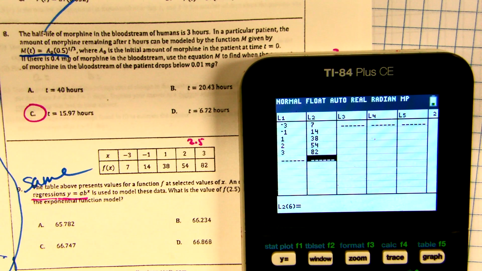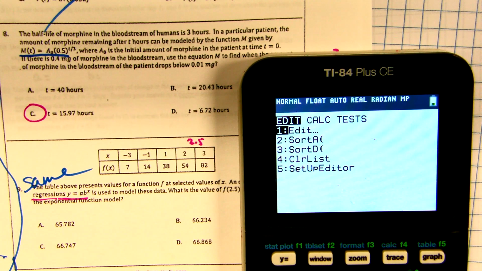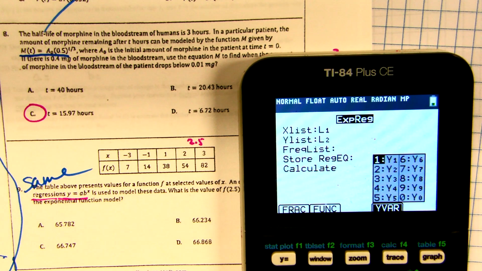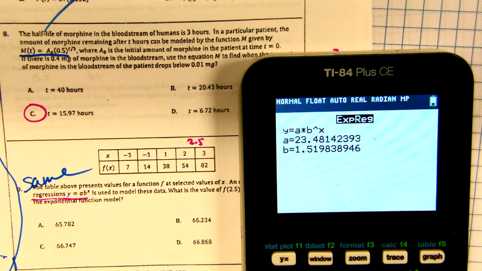This is the third time. Oh, the second time. I think we still have one more time that we have to type all this stuff in. Stat, calc, 0, store it, alpha trace, enter, enter, enter.